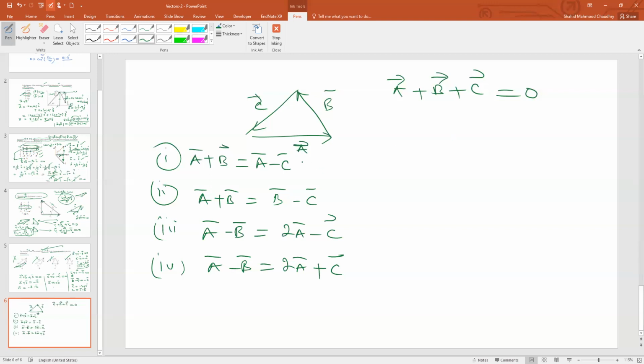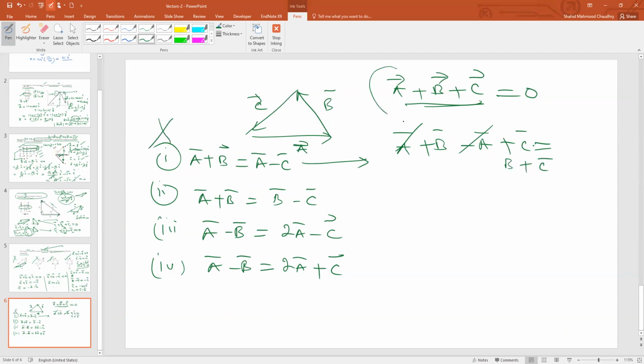So it means if we solve this one, our answer should be like this one. If I solve this one, A plus B minus A plus C, the answer is what? This cancels. The answer is B plus C. So this is wrong. We make this answer.